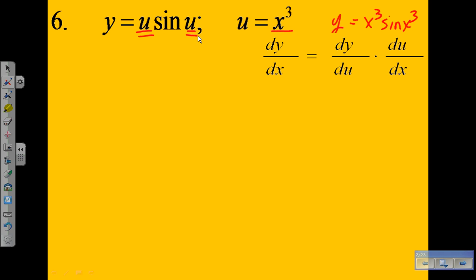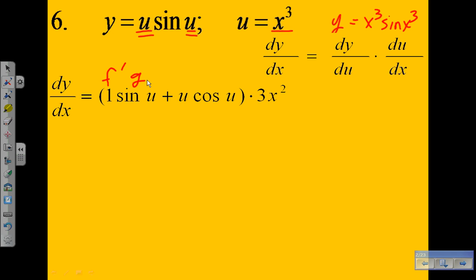Okay, that means y prime. So I end up with 1 times sine of u plus u times cosine of u. That's the product rule: the derivative of the first times the second plus the first times the derivative of the second. This is f prime g plus f g prime.